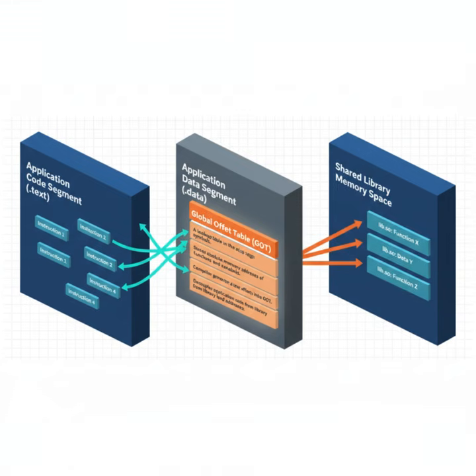Anytime the program needs to access an external symbol, it consults the GOT to find its current location in virtual memory. This indirection is the key that decouples the application code from the specific memory locations of its dependencies, allowing for the flexibility of shared libraries.